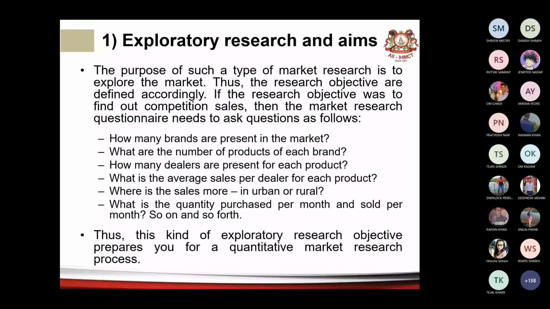So thus this kind of exploratory research objective prepares you for a quantitative market research process. Now, quantitative is because how many? Numbers. See, generally in a research, numbers play a very important role. And a quantitative research is, they say, a much more accurate research if the sampling techniques used are correct. Qualitative research is more observatory, where the questions are more open-ended, subjective questions.